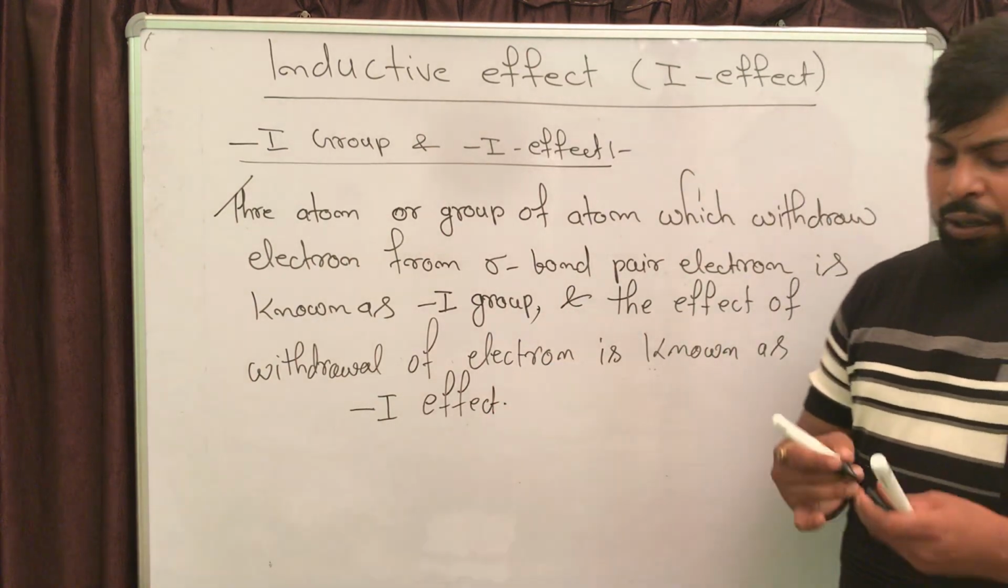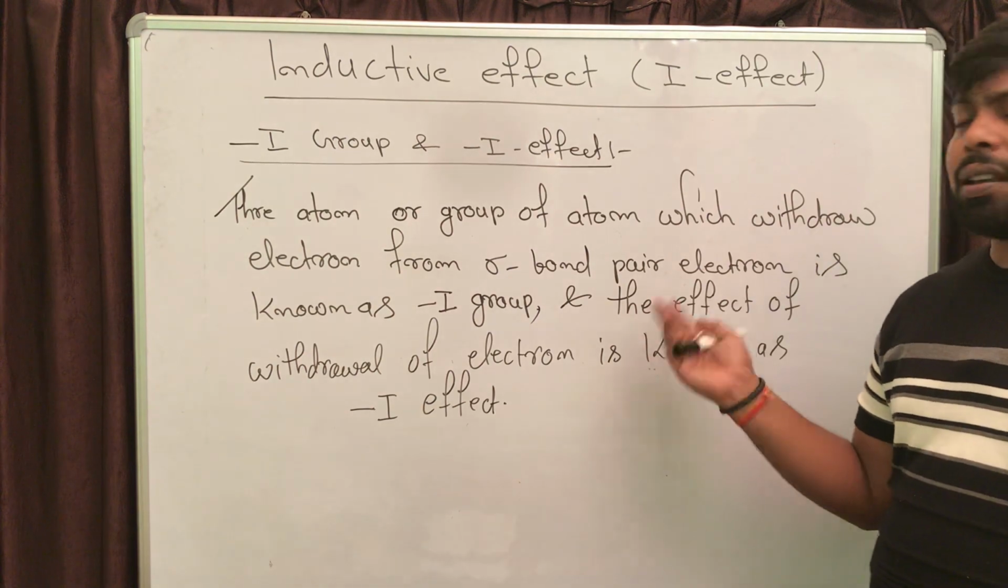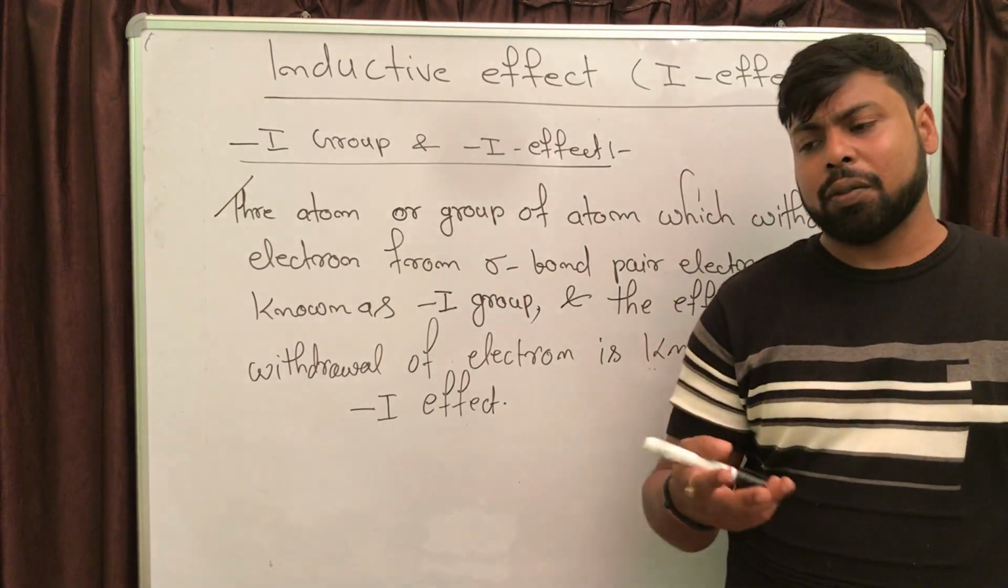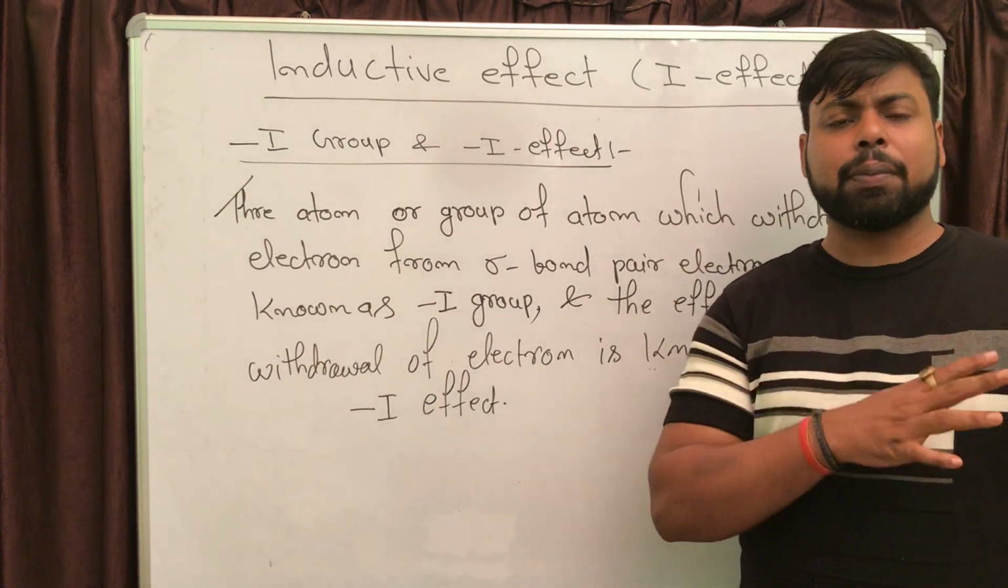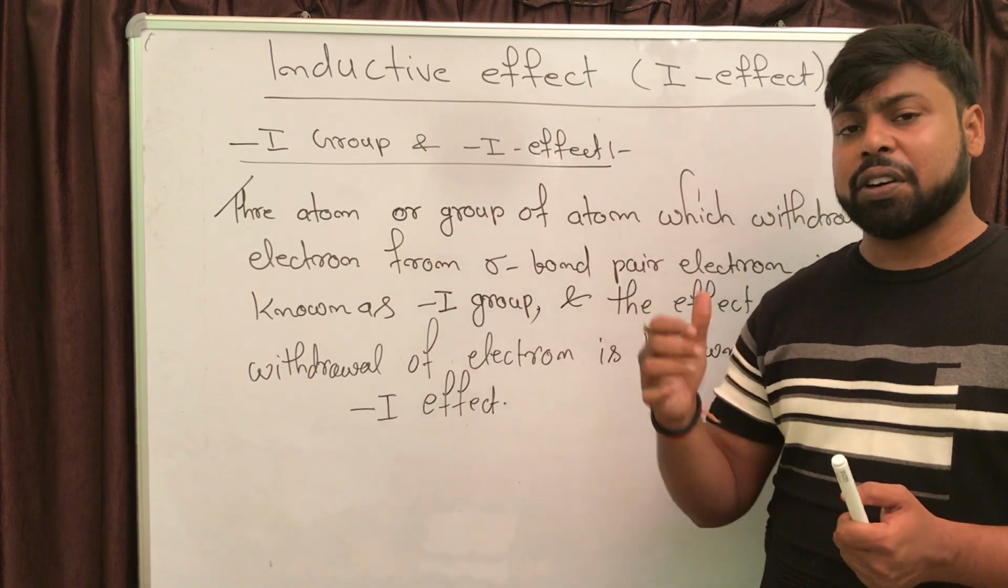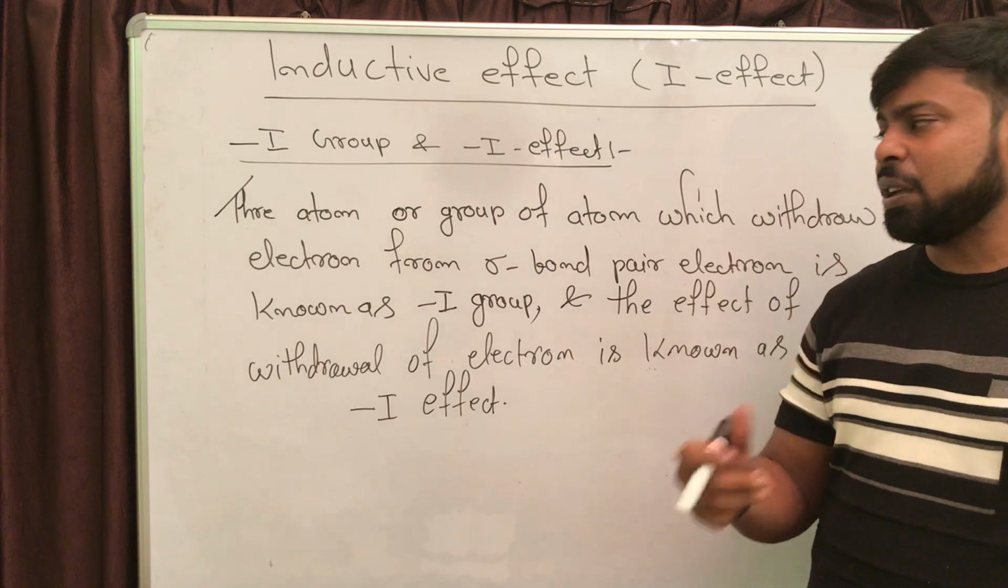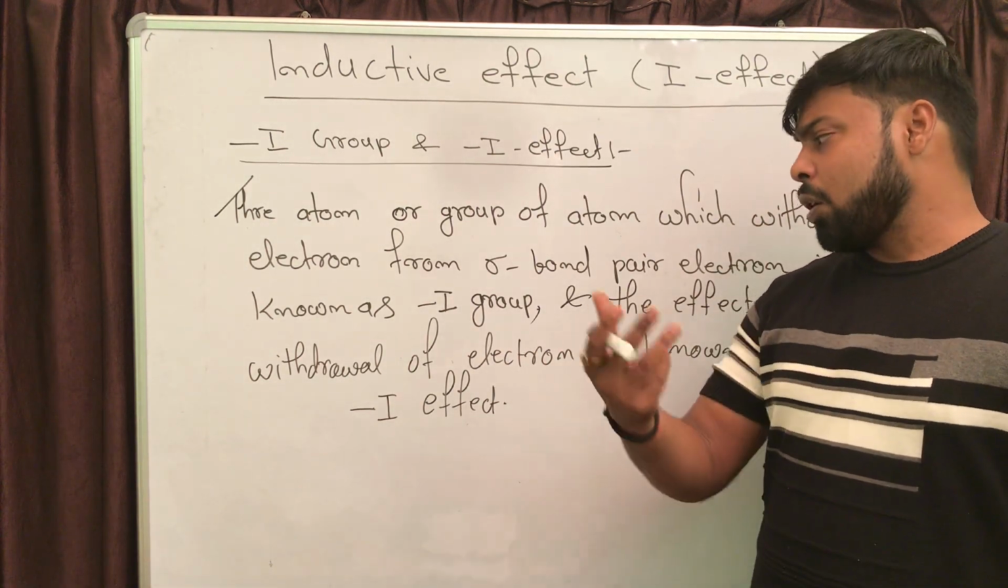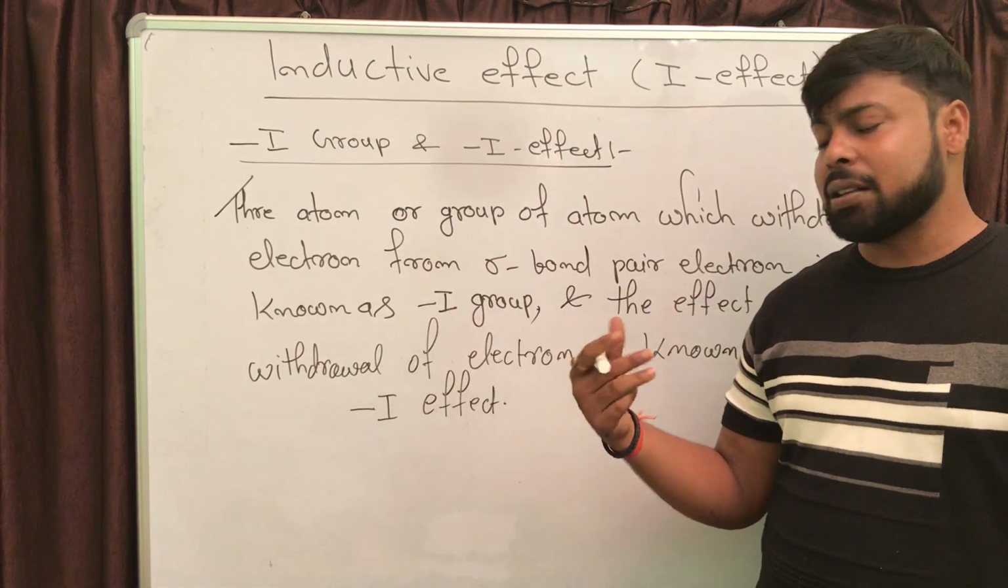For example, you can take the same example that I had written earlier. In that particular compound, the NO2 group, the polarizing group, is actually withdrawing the electron. That NO2 group is what? Electron withdrawing group, or you may say that is minus I group.